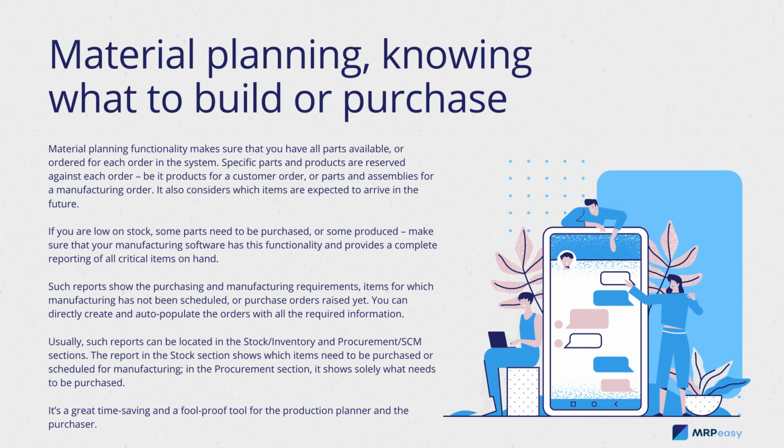Usually, such reports can be located in the Stock, Inventory, and Procurement SCM sections. The report in the Stock section shows which items need to be purchased or scheduled for manufacturing. In the Procurement section, it shows solely what needs to be purchased. It's a great time-saving and a foolproof tool for the production planner and the purchaser.